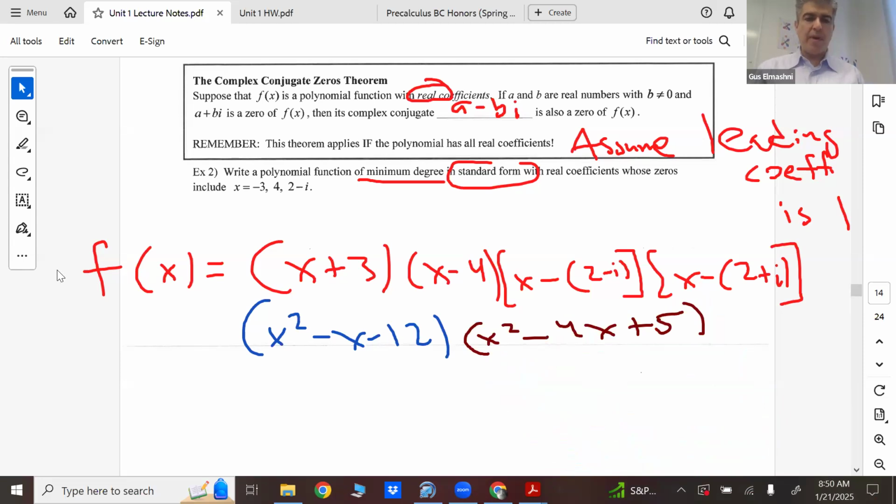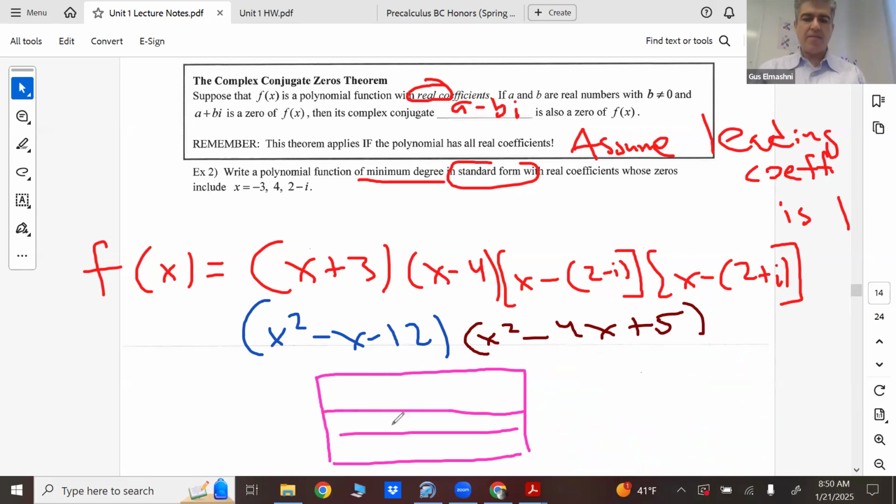Now you could go about this a few ways. One way you could do this is you can make a table. You guys remember this box thing? You guys ever foil that way? Some of you guys do that? Yeah, you could do that. x squared, negative x, negative 12, x squared, negative 4x, positive 5.